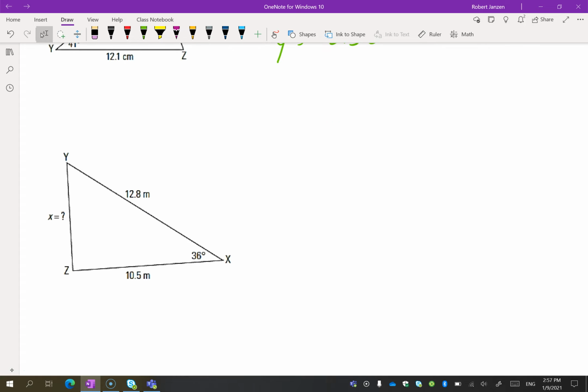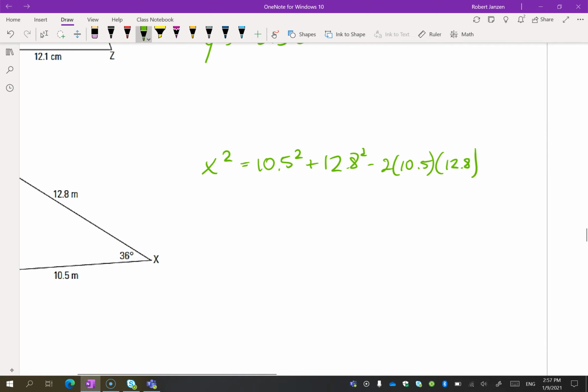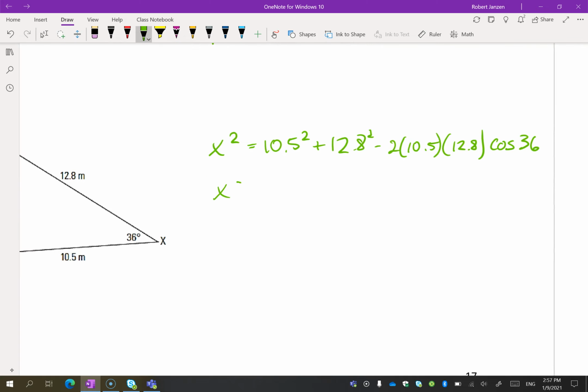One more to try. You're supposed to find x, so let's write x squared. And then we take the other two sides and square them. Don't get overconfident with the formula. I would have it written down somewhere just to make sure you're adding and subtracting in the right place. And then the angle across from the side we're looking for is 36. So putting that all into the calculator, you should get 56.6262, and taking the square root of that, we get 7.5 meters.